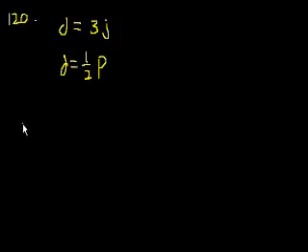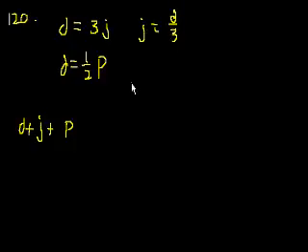Okay, so they want to know how much D plus J plus P is in terms of D. So what's J in terms of D? J is equal to, divide both sides by 3, D over 3. And what's P in terms of D? P is equal to, if we multiply both sides by 2, 2D.